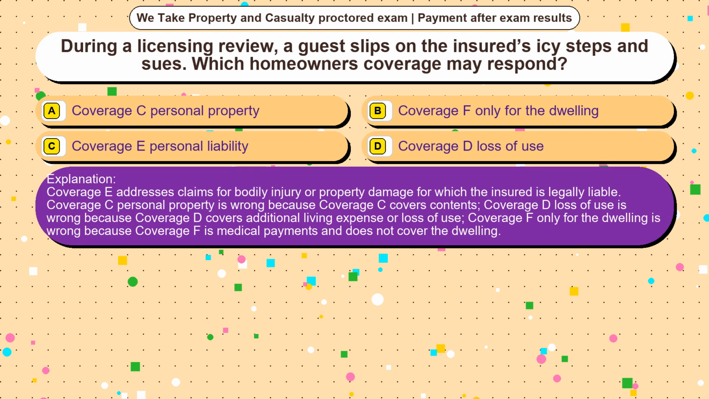Coverage E addresses claims for bodily injury or property damage for which the insured is legally liable. Coverage C, personal property, is wrong because coverage C covers contents. Coverage D, loss of use, is wrong because coverage D covers additional living expense or loss of use. Coverage F, only for the dwelling, is wrong because coverage F is medical payments and does not cover the dwelling.